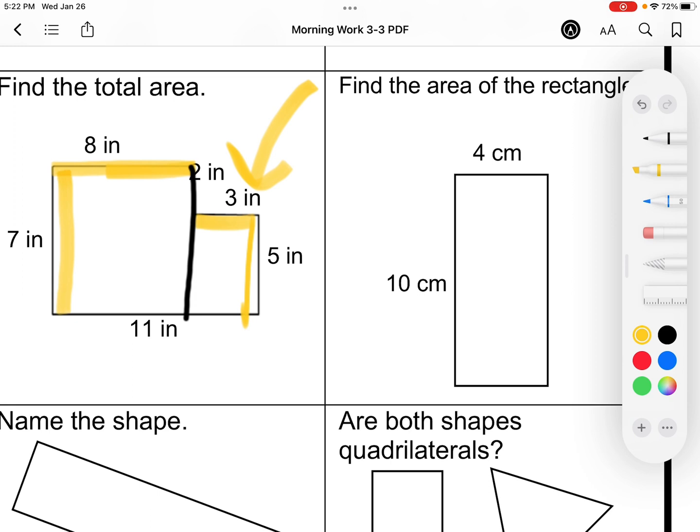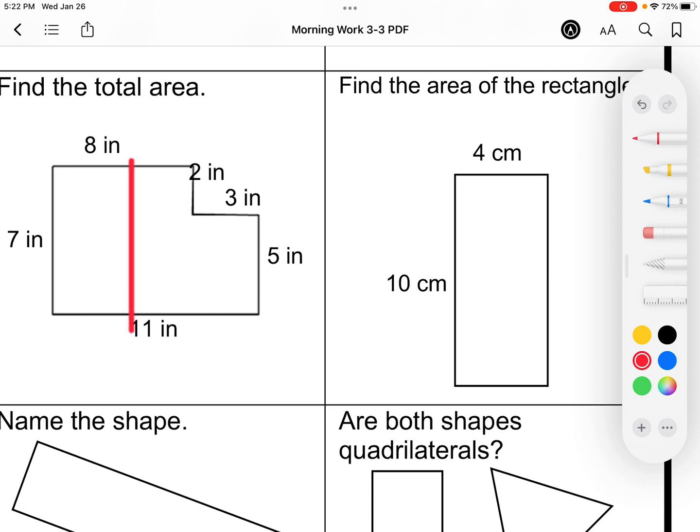I also saw a couple, and if I saw it on yours, I commented on your GoFormative assignment also. But I saw a couple that were sliced like this. And guys, we really should not do that, because we could find this technically because we have the 7. But no, we couldn't find that because we wouldn't know the exact amount of these 2 areas. We know that altogether this would equal 8, but we wouldn't know what this specific piece is on the left side. So make sure that when you're drawing your line to extend, you're extending a line that's already there.